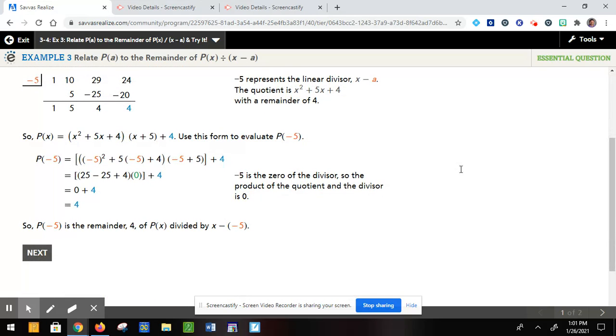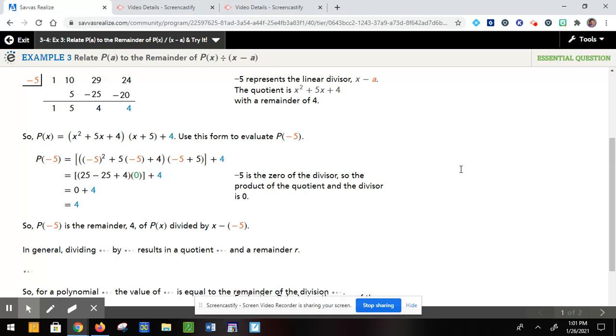So the question was, what would happen if you evaluated the function for that negative 5? You evaluate, substitute negative 5 in for every x in the function. And what you end up with is positive 4. Notice how it's the same as the remainder. So p of negative 5 is the remainder 4 of p of x divided by x minus negative 5. So you get the same thing when you evaluate the function as the remainder when you divided it by that.